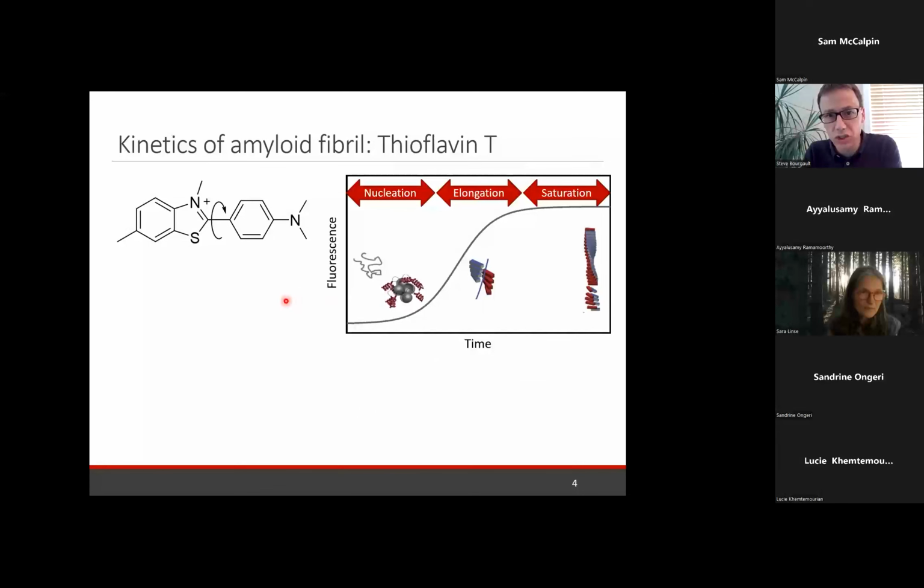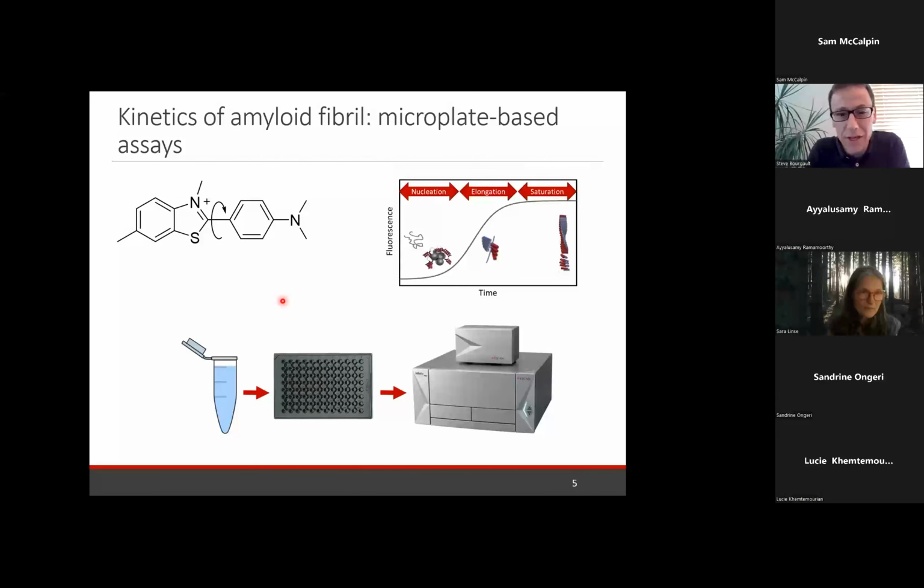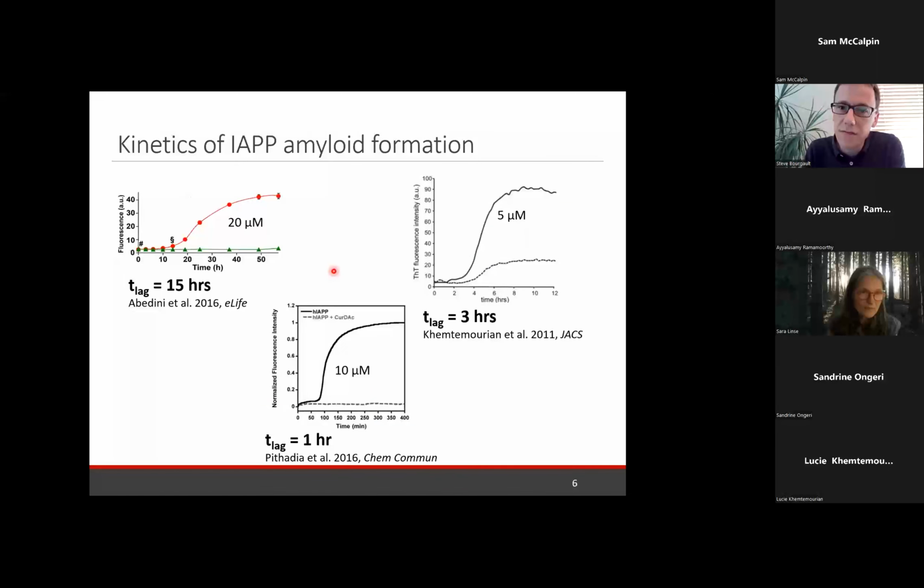One of the advantages of this indirect method, like Sara said, is that it can easily be applied to a microplate format. This is really useful for people who want to generate a lot of data really rapidly and screen the effects of different conditions on amyloid formation. Basically, you have your peptide or protein of choice, you put it in different wells of a microplate, you add thioflavin T at a specific concentration, and then you can have those nice curves of fibril formation. However, those kinetics are highly sensitive to different conditions.